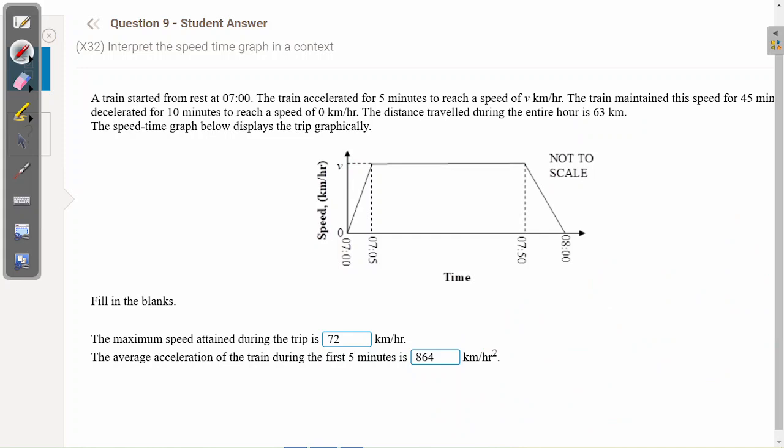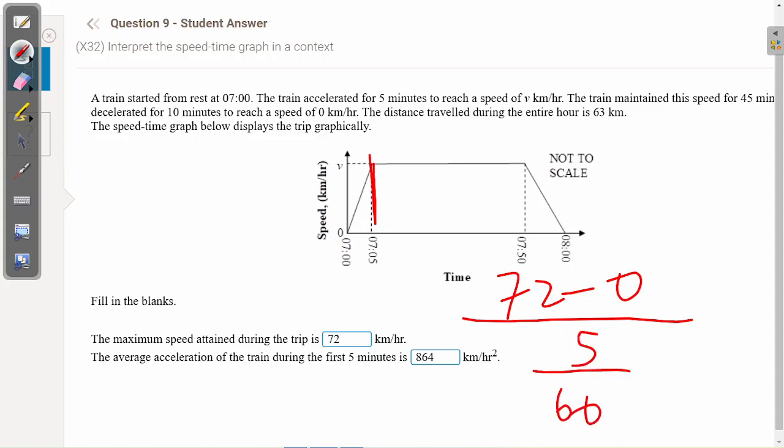Then the average acceleration during the first 5 minutes is what? Average acceleration is v final minus v initial over t final minus t initial. V final is 72 from here, minus 0 because it's the first 5 minutes. Then the time is 5 minutes, but they want hours, so 5 over 60. You will get 864.